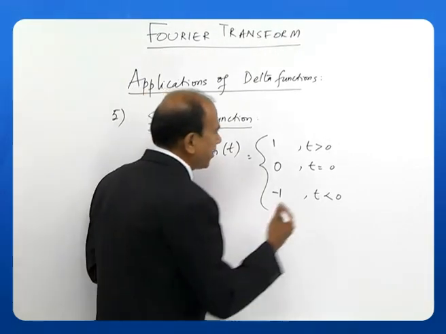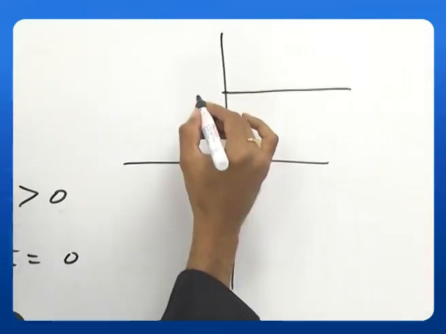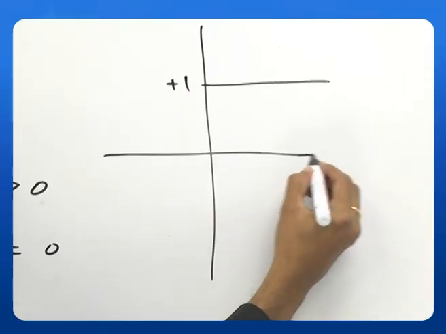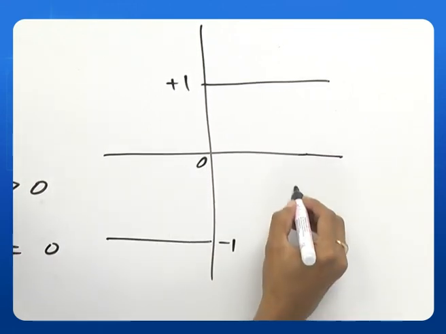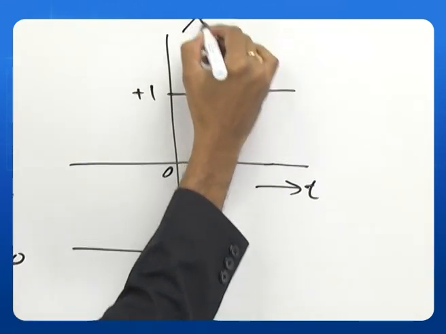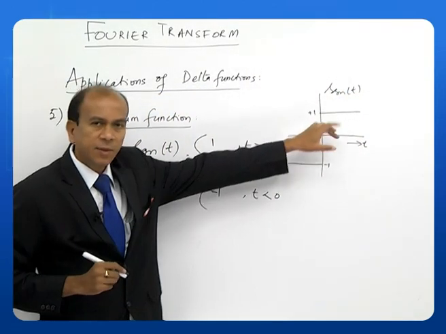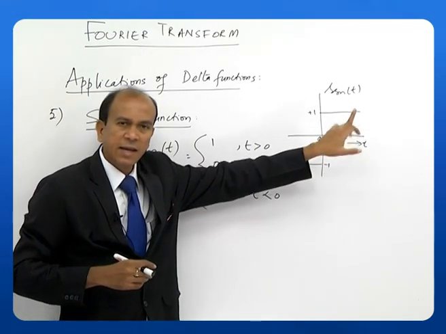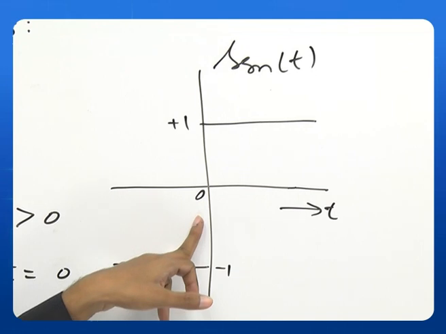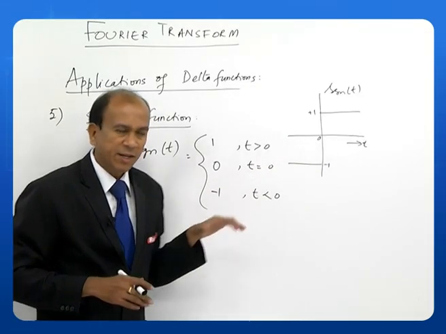So, how does it look like? Now, this is how a signum function looks like. This is the signum, this is plus 1, t is greater than 0. So, this is 0, so there is no value, and minus 1. This is the time domain representation. This is signum of t. So, signum of t is taking 3 values as you see. When t is greater than 0, this is 1, when t is equal to 0, this is 0, and then here for t less than 0, this is minus 1.